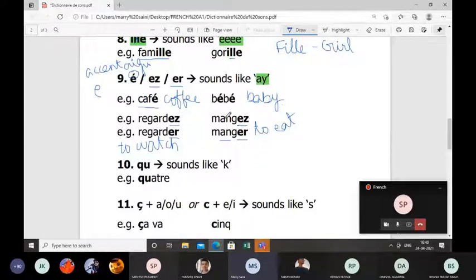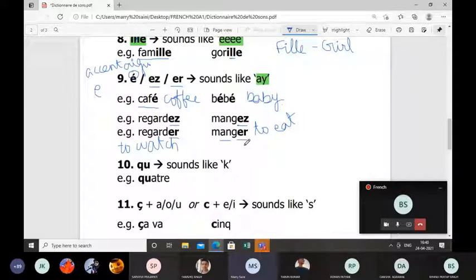Look at the words that I have highlighted: EZ and ER. Both have the same meaning? Both the words, yes. EZ or ER is written. Good question. We are going to do this in detail later on.